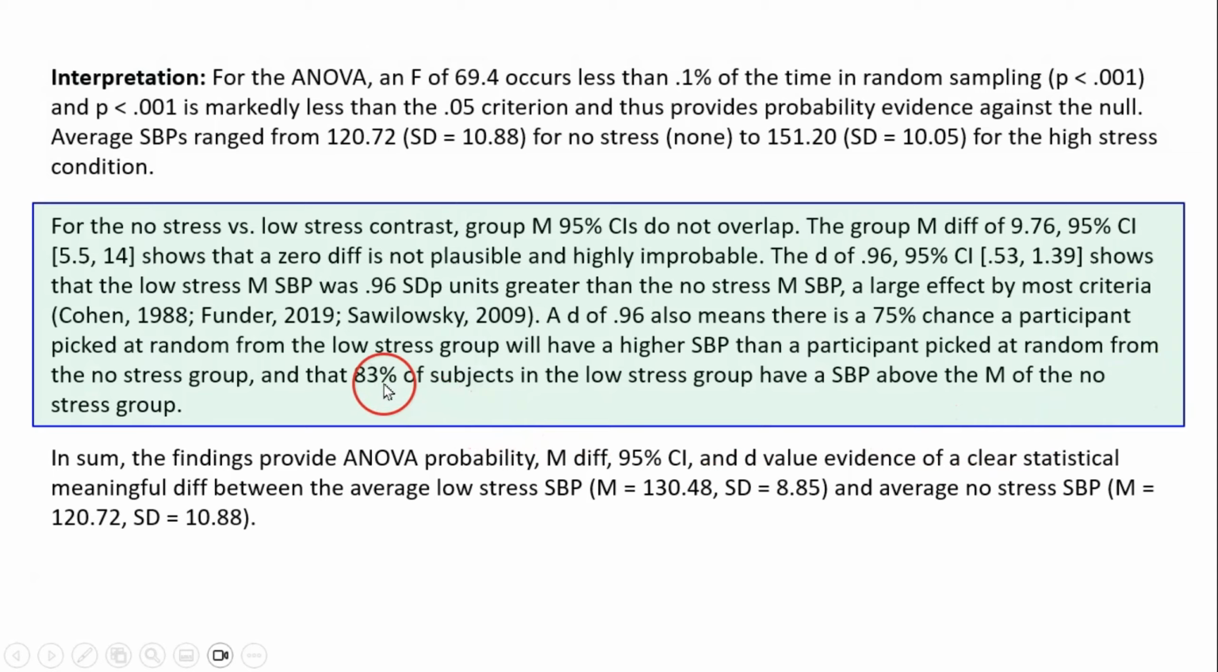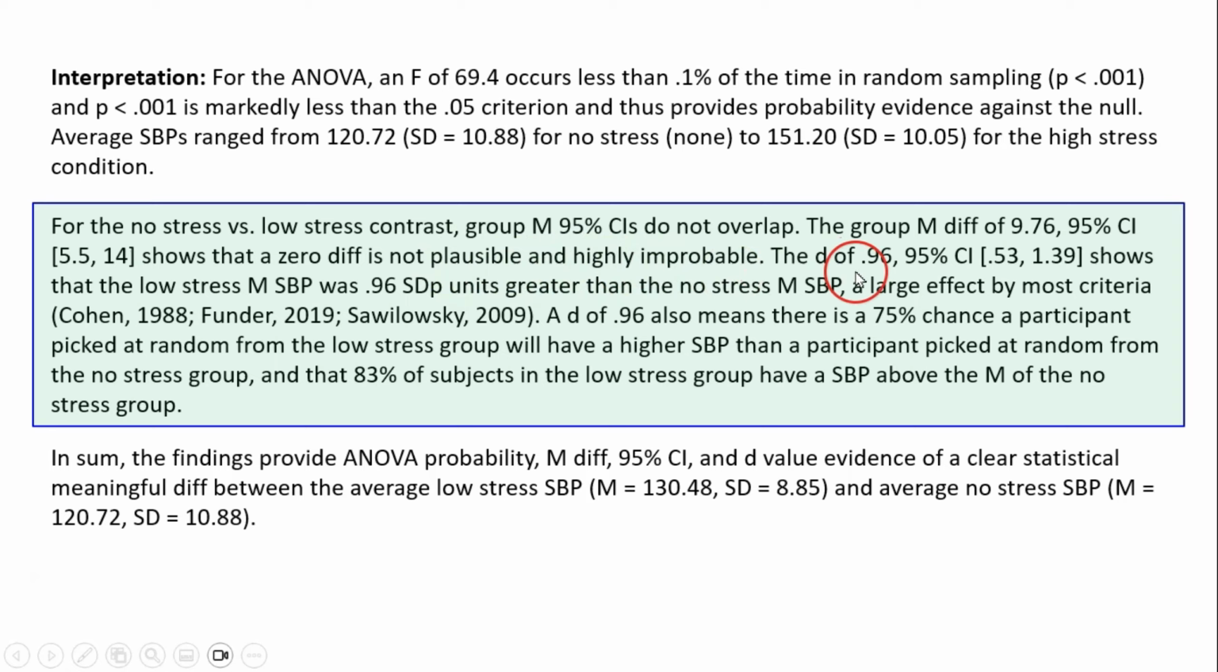For the no stress versus low stress contrast, group mean 95% confidence intervals do not overlap. The group mean difference of 9.76, 95% confidence interval 5.5 to 14, shows that a zero difference is not plausible and highly improbable.